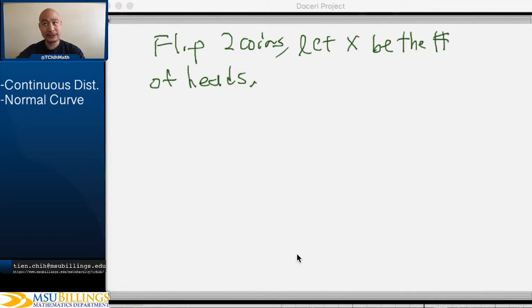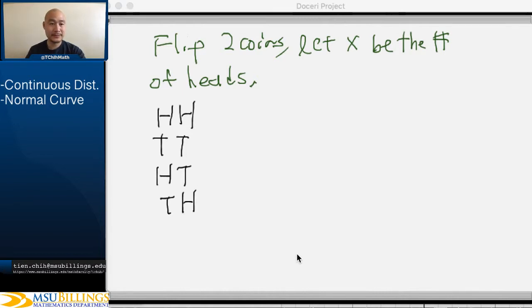First I need to know, what happens when I flip two coins? What could happen is I could get two heads, I could get two tails, I could get a heads and a tails, and I could get a tails and a heads. And so there are four possible outcomes: one outcome with two heads, one outcome with zero heads, and two outcomes with one head. So this is half my probability space, and each of these is a quarter.